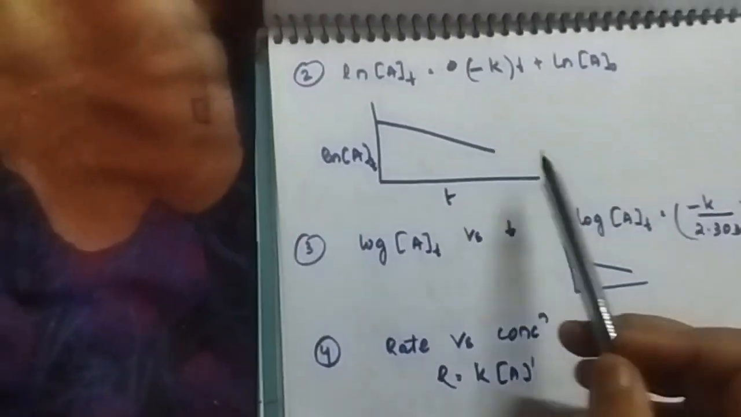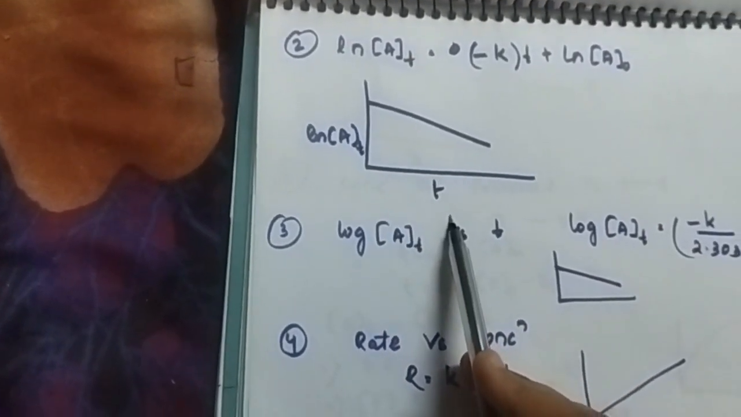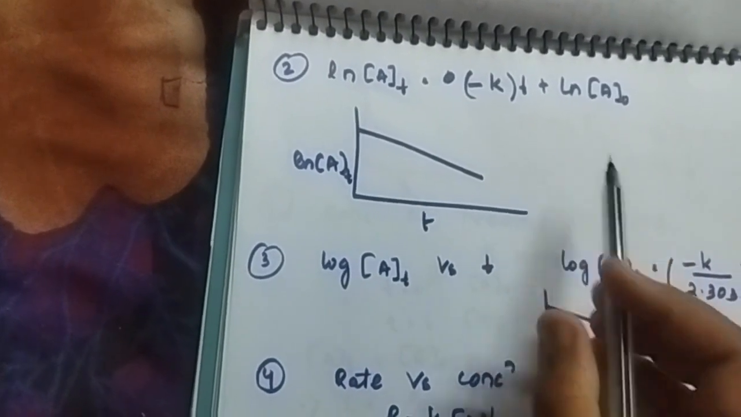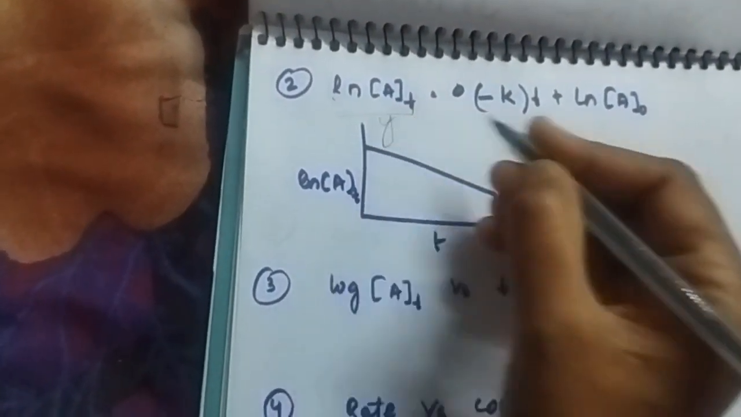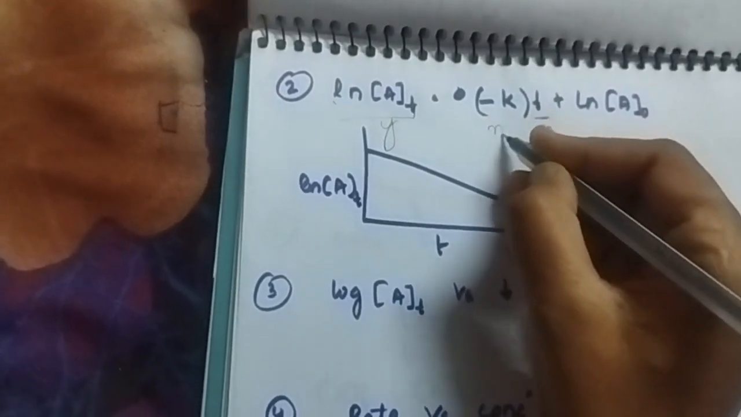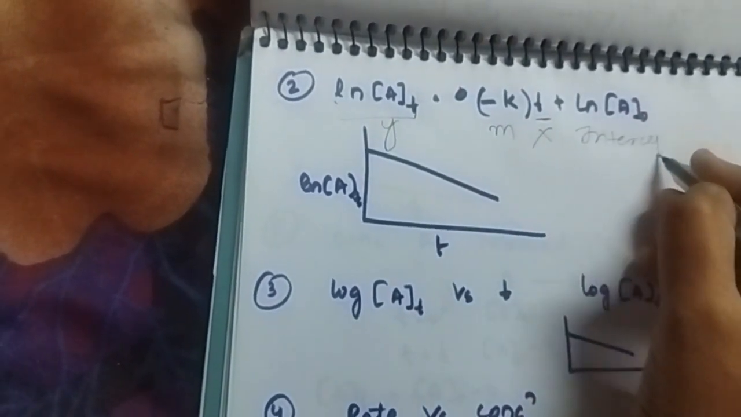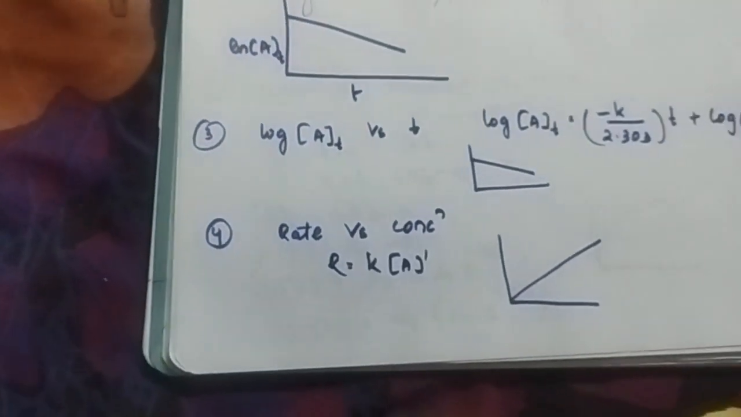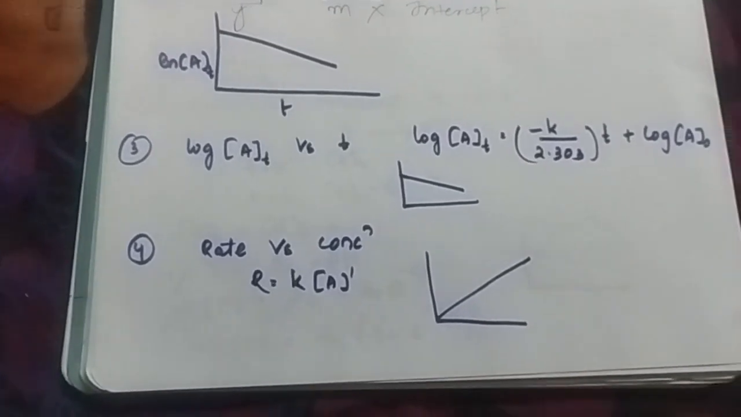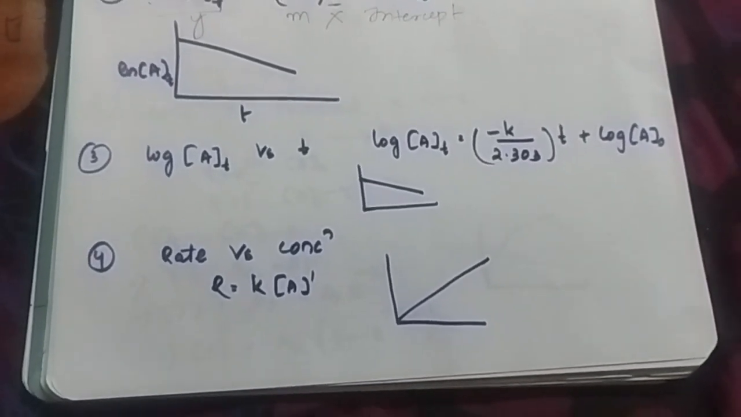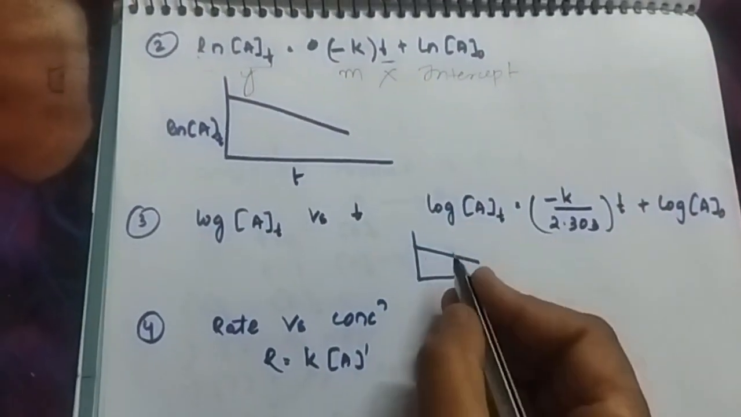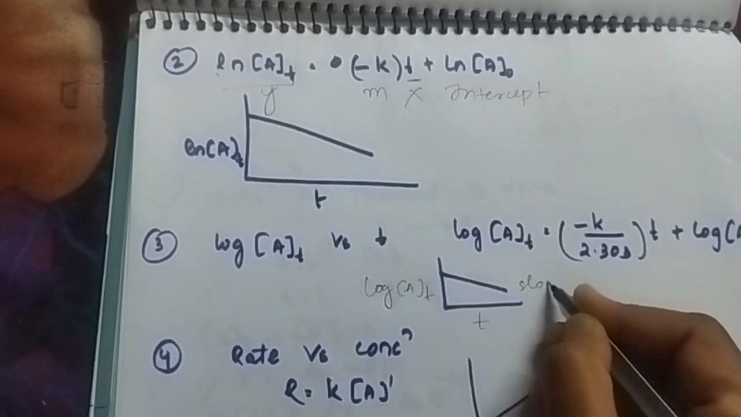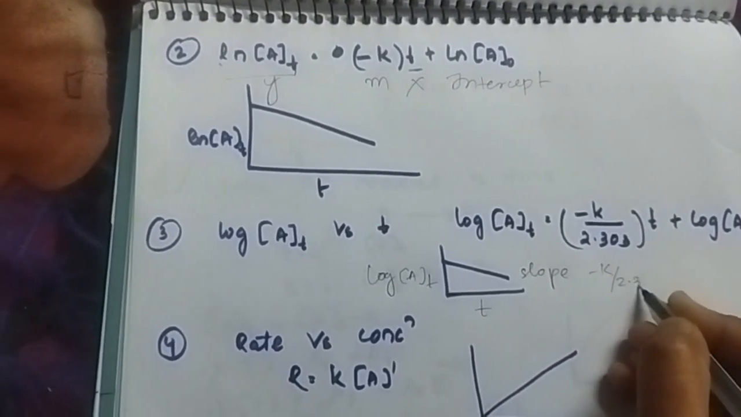If we draw a graph between ln At versus t, we know the formula ln At equals minus kt plus ln A naught. On the y-axis we have taken ln At, and on the x-axis we have taken time. So this is the slope and this is the intercept. The slope is minus k, and the intercept is ln A naught. If I draw a graph between log At versus t, the nature of the graph is also a straight line, but as the slope is negative, the line is downward, and the slope is minus k divided by 2.303.